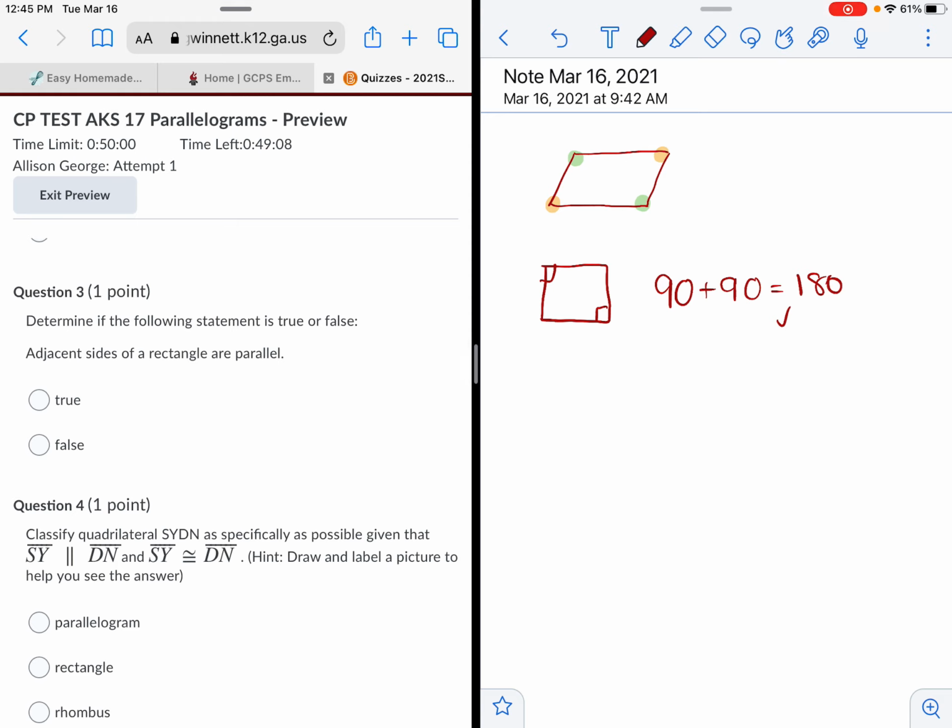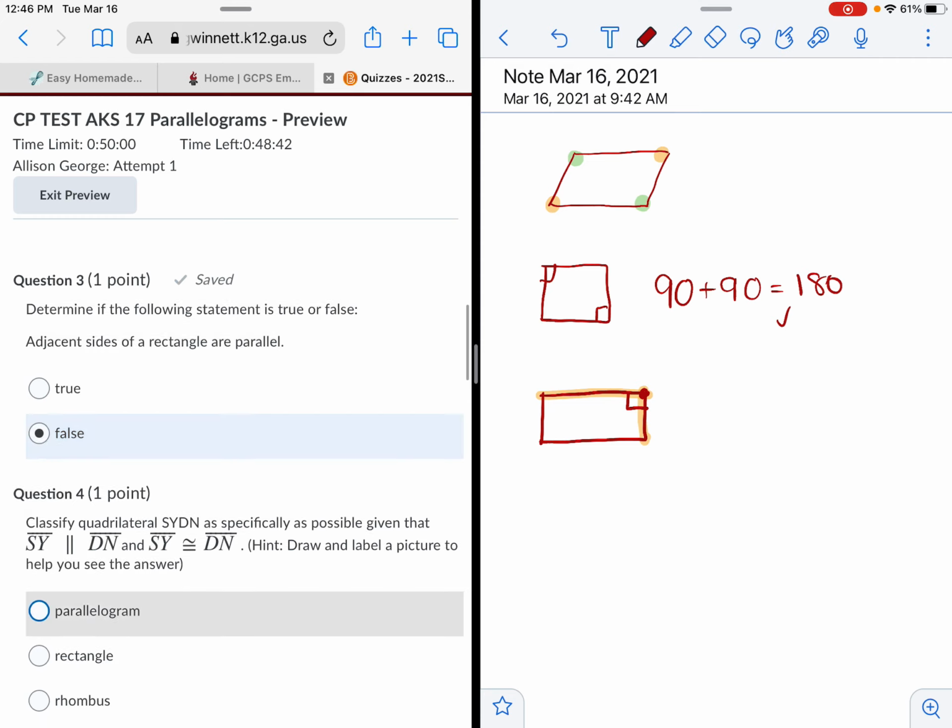Question 3, adjacent sides of a rectangle are parallel. Well, here's a rectangle. Adjacent sides means the ones next to each other. So these two would be adjacent. They can't be parallel because they intersect at this point. So this is false. Now, what are they actually? Well, remember a rectangle has right angles. So adjacent sides are actually perpendicular in a rectangle.